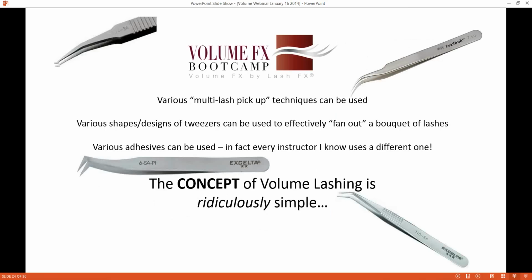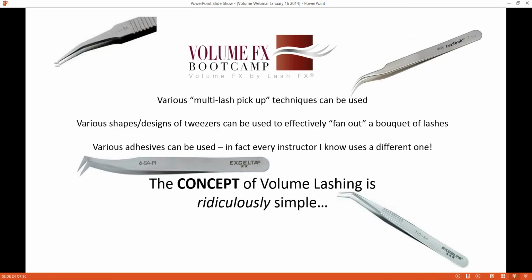Well, when we do volume effects lashing, we can use a variety of multi-lash pickup techniques. You may have seen some of them online, short video snippets of someone using their favorite tweezers picking up the lashes. You pick them up in a little fanned shape, or manually with your fingers or your tools, fan them out. You dip the base end of the bouquet into just a minimal amount of adhesive, and you press it into place, and voila, you've got the multi-lash pickup and placement of volume lashing.